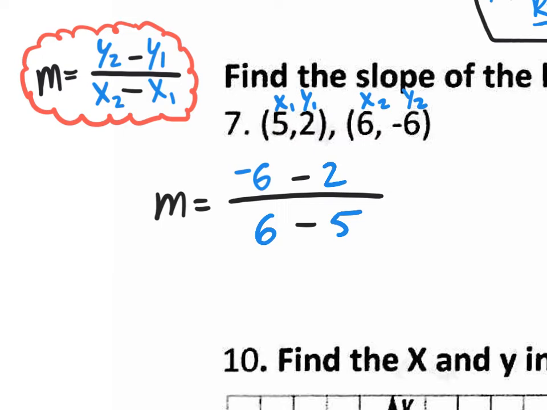Up on top, negative 6, take away 2, that is negative 8. On the bottom, 6 take away 5 is positive 1. So what is my slope right here? M is just negative 8.